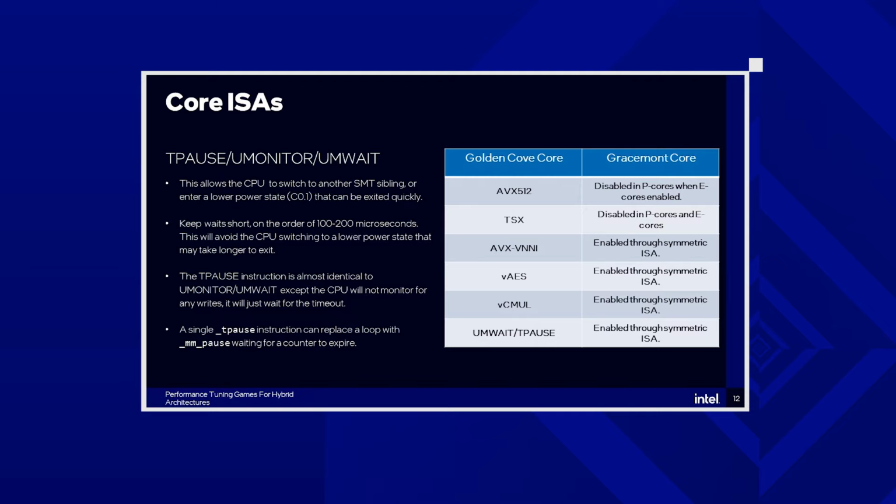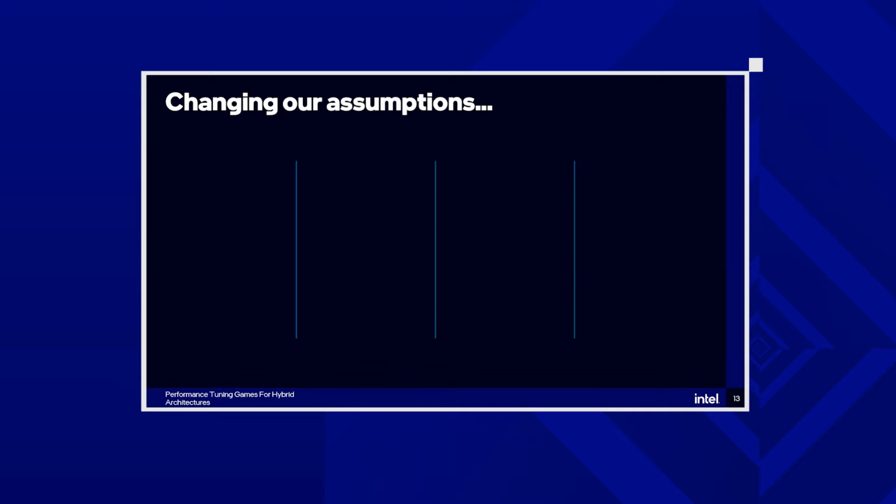The tpause instruction is almost identical to umonitor and umwait, except the CPU will not monitor for any writes. It'll just wait for a timeout. And a single tpause instruction can replace a loop with a pause, waiting for a counter to expire. So with this platform, we need to change some of our assumptions.